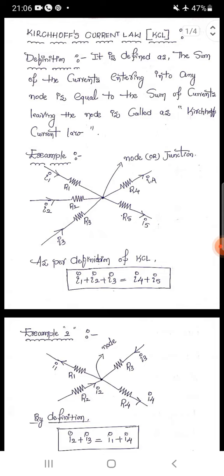This is the most important topic in electrical circuits. With the help of this concept we can find the currents flowing in individual branches, and also find the unknown voltage at the junction points. That is the reason why this concept is very important.